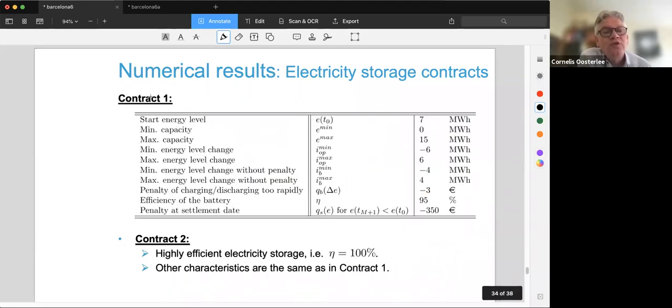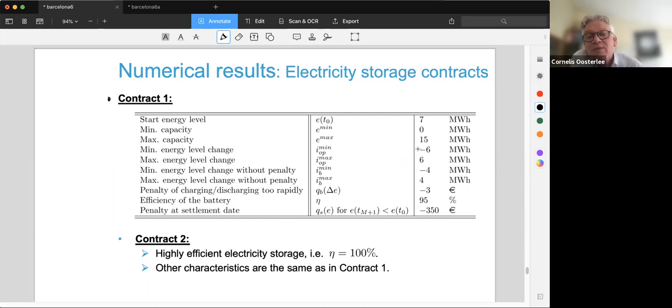And then we have two contracts in this presentation, but we have more contracts in the paper. So I will refer you to the paper. We have a start energy level, E at T0, it's 7 megawatt hour. A minimum capacity is 0. A maximum capacity of this storage unit is 15. The minimum change is -6. The maximum level change is +6. The minimum energy level without penalty is -4. And the maximum energy level without penalty is +4.